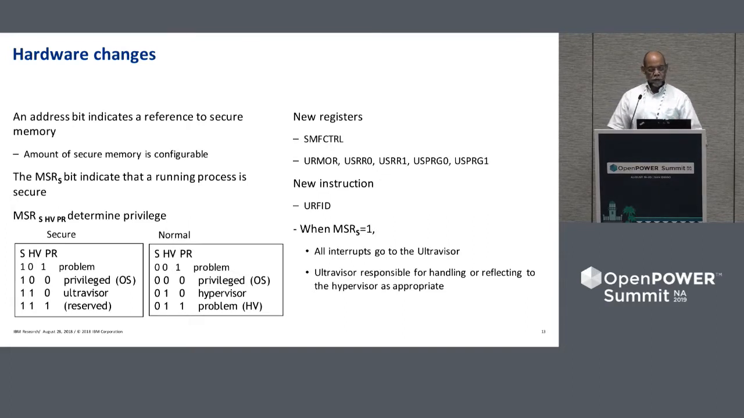If you're a normal virtual machine, you run in problem state, privileged OS state, hypervisor state, and there's a mode 011 called problem hypervisor, or adjunct mode, for the hypervisor.